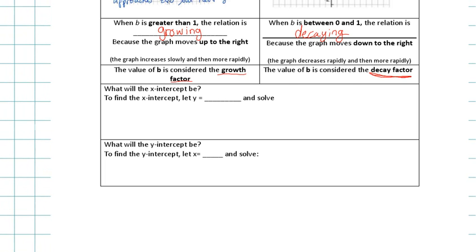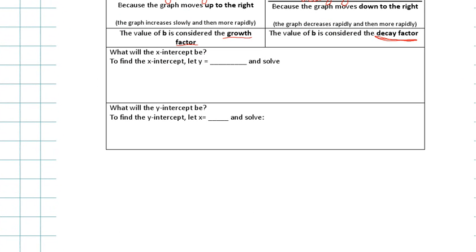Because remember, if I'm looking for an x-intercept, the value of x is whatever it is, but the value of y is 0. Anytime that graph intersects the x-axis, the value of y is 0. So that's why I can always plug in 0 for y. So to find the x-intercept, let y equal 0 and solve. So let's do that. 0 equals 2 to the power of x.